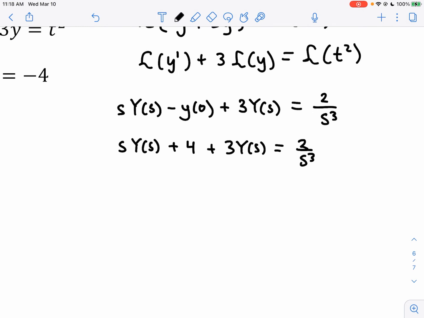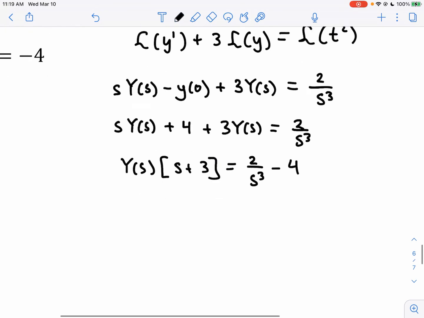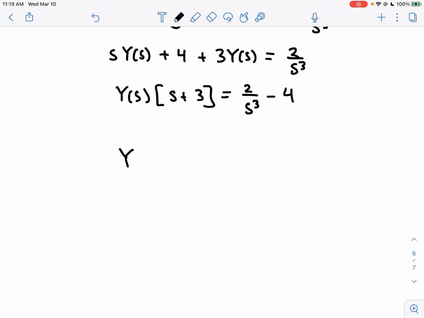We're supposed to solve for Y of s, so we can gather these two terms together and factor out the Y of s. So we have capital Y of s times s plus 3. And this 4 over here I'm going to subtract to the other side, so we have 2 over s cubed minus 4. The final step is to multiply both sides by 1 over s plus 3. So we get Y of s is equal to 2 over s cubed minus 4, and then all of that is times 1 over s plus 3.